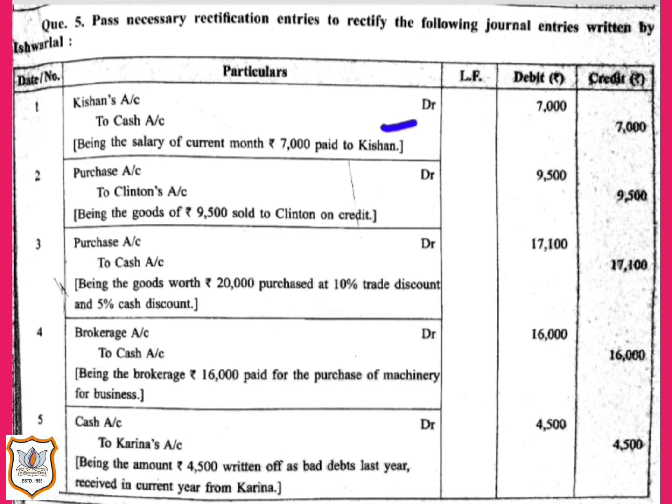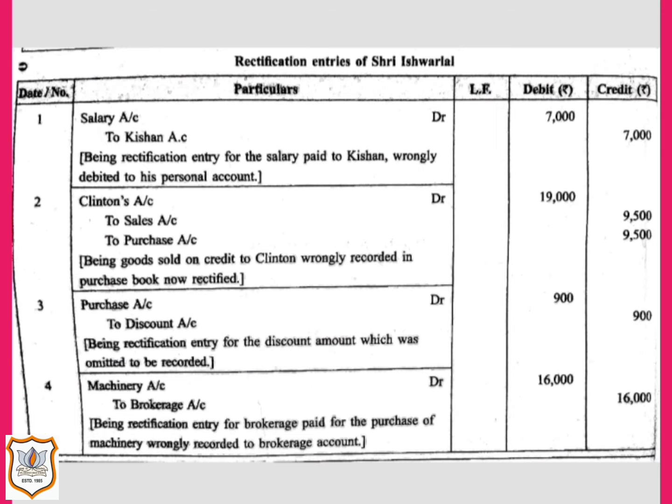So let us see our rectified journal entry. Here it is, salary account debit rupees 7,000 to Kishan account, that is 7,000, and in narration we will write, being rectification entry for the salary paid to Kishan wrongly debited to his personal account. Now let us see the next journal entry.